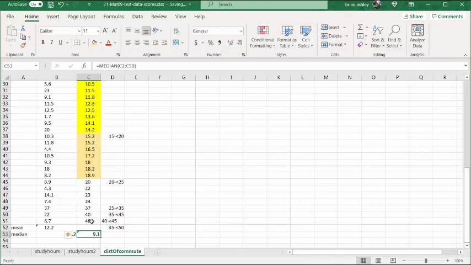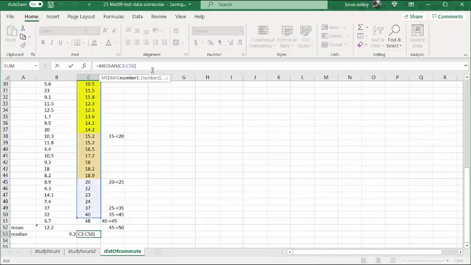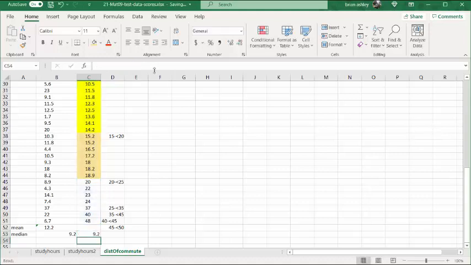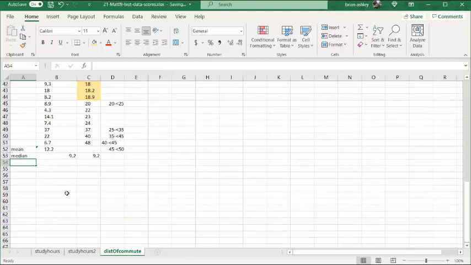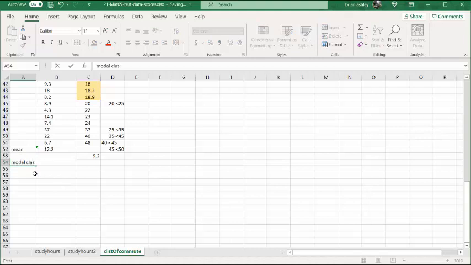Median, C51. That should be. All right, there we go. We've got the same figure. All right. And mode. Oh, well, you've sorted it. So what you're actually looking for is the modal class, not the mode in continuous data.